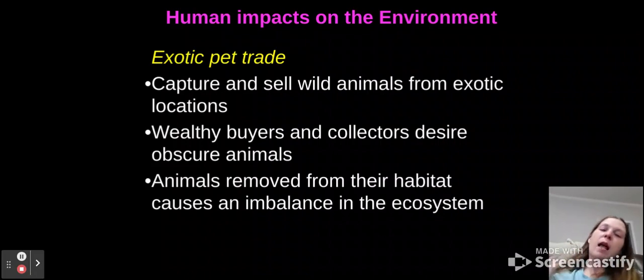And then these animals are removed from their habitats, but it causes an imbalance in the ecosystem, because if it is a predator, you get rid of the predator, the prey is going to kind of go crazy in terms of amount.